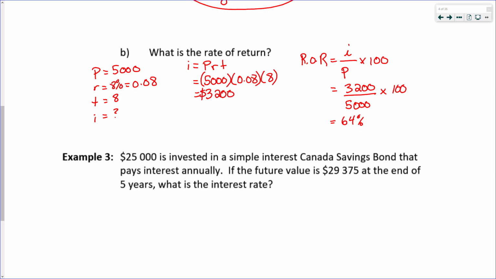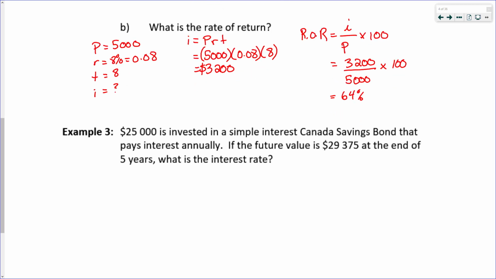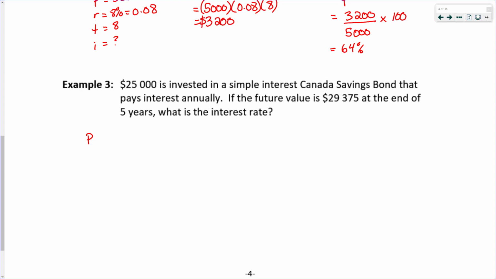So for this one, same idea. I write down what I'm looking for. So I need my P, I need my R, I need my T, and I need an I. So my principal amount is the 25,000. My interest rate, I don't know. That's what I'm trying to find. My term is 5 years.